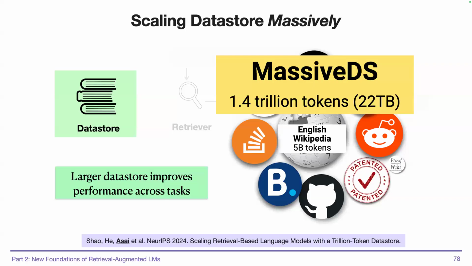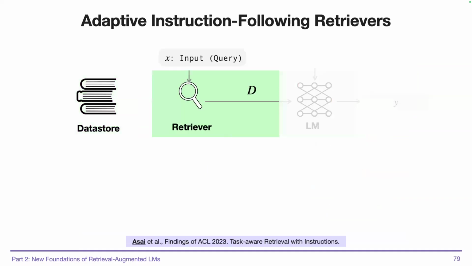Our findings show that scaling the data store significantly enhances retrieval-augmented language models, improving both upstream language modeling and downstream task performance for the first time. Moreover, better retrieval systems can amplify those gains. So how can we build a more effective retrieval system? One that generalizes well across tasks and identifies the most useful documents from a massive data store.